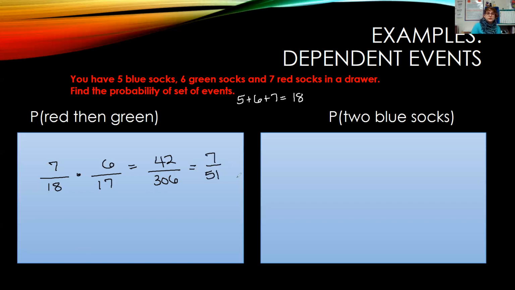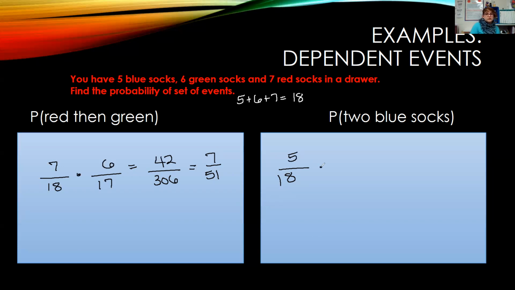Okay, let's do one more example. So you always assume when you go to the next problem, you've returned everything you've taken out. So all the socks are back in the drawer. We're back to having 18 socks in the drawer. We want to know the probability of getting blue. And well, I have 5 blue socks.